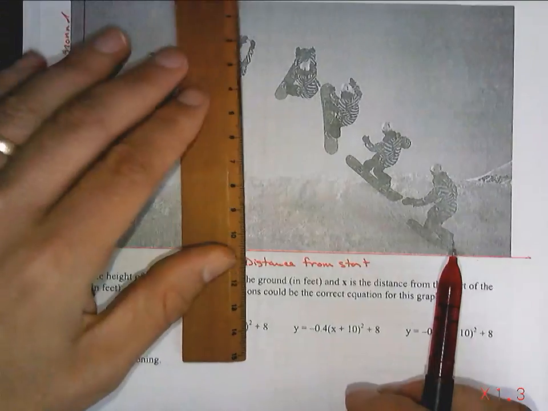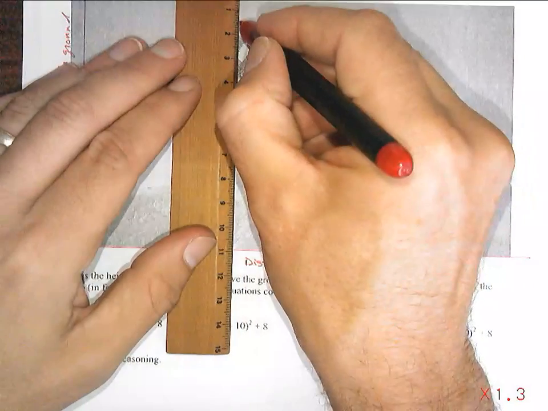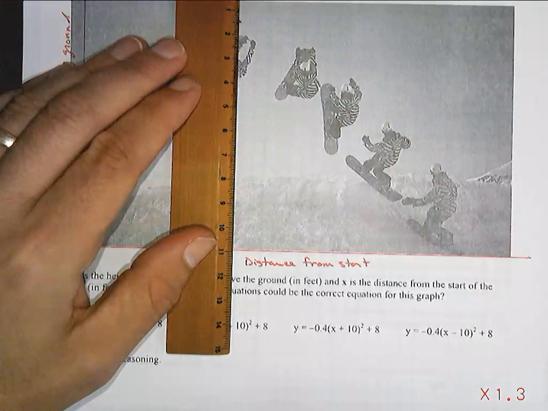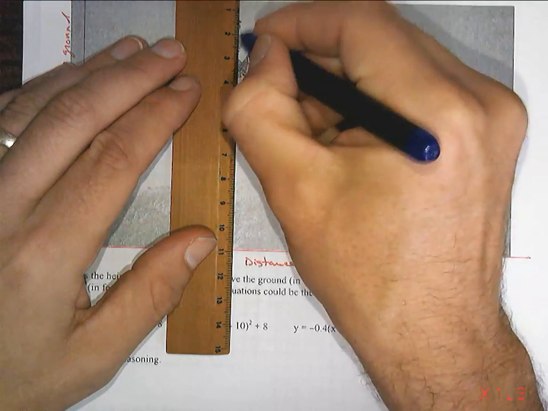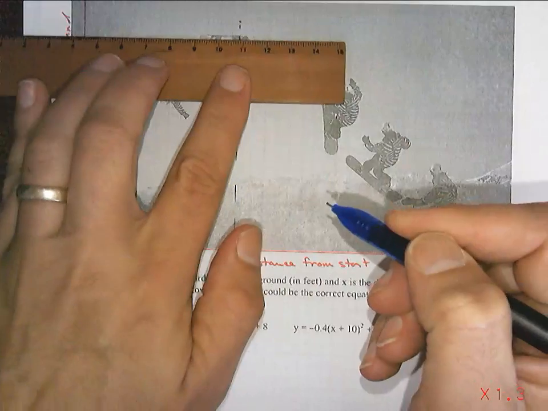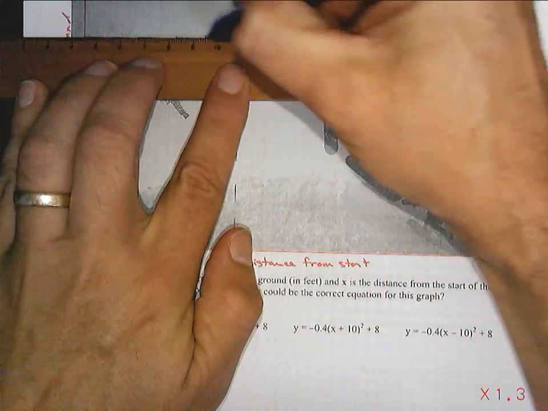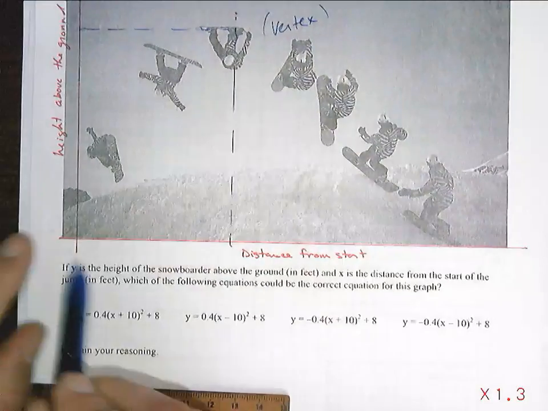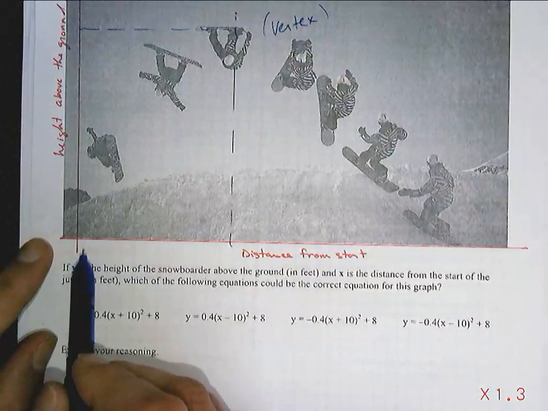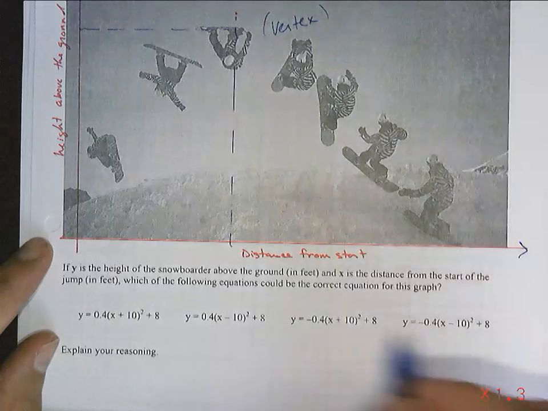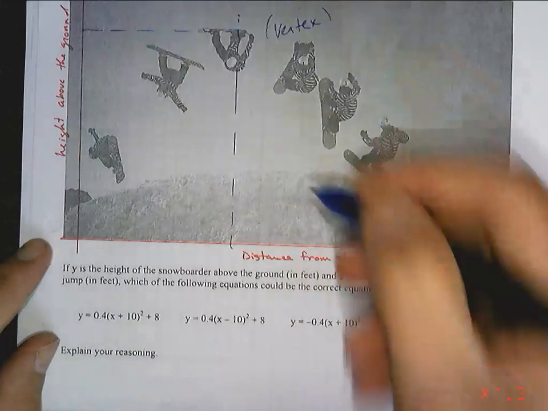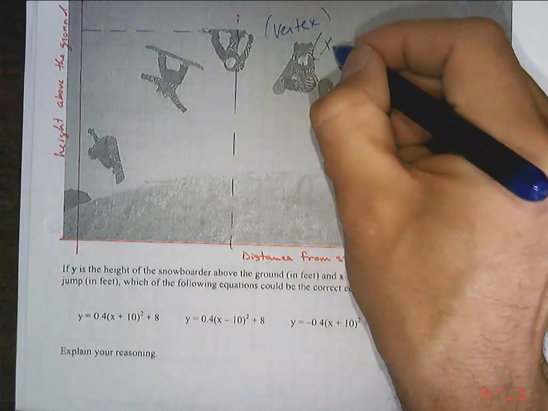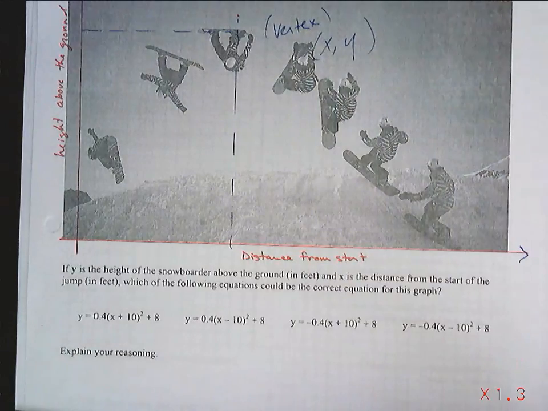A couple of things to notice here. I seem to have what I would consider a vertex happening about here. And that vertex, the way I have it set up with this axis, this would definitely be a positive x, and this would be a positive y. So I'm looking for an x comma y that are both positive.